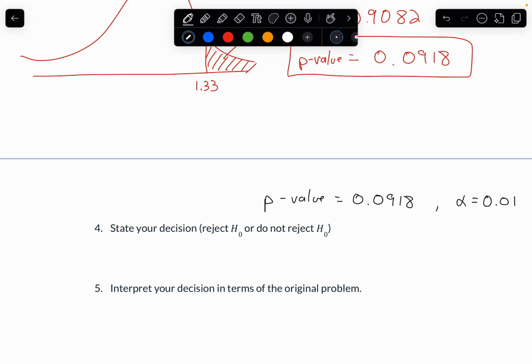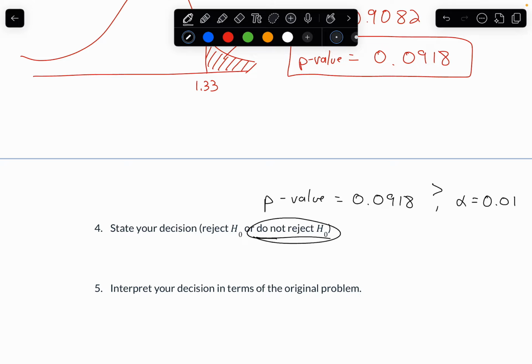Our decision-making rule at the end of this: if the p-value is less than alpha, we reject. If the p-value is not less than alpha, if the p-value is greater, we do not reject. In this case, the p-value is greater than alpha, which means that we will not reject H0. So we do not reject H0. That's the decision that we're going to make here.